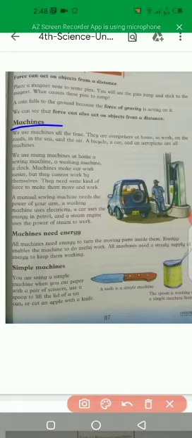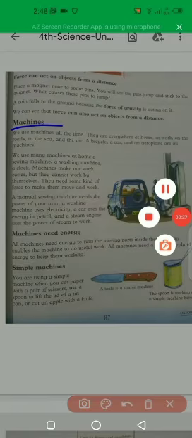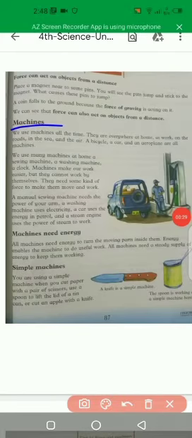A manual sewing machine that is present in your homes needs your arm. A washing machine uses electricity. A car uses energy in the form of petrol. And a steam engine uses the power of steam to work. So we can say that machines need energy. All machines need energy to turn the moving parts that are present inside them.